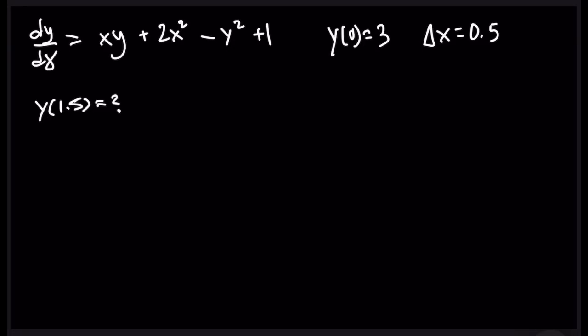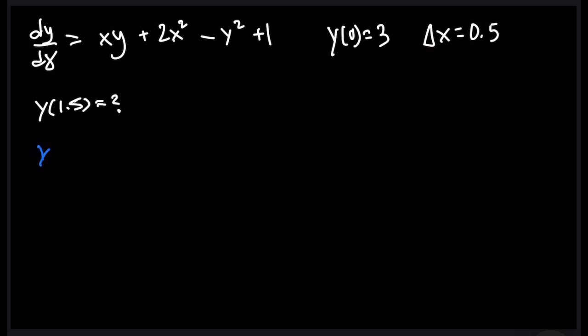Okay, so today we're going to do some differential equations. The first one's regarding Euler's method. We're solving for y when x is 1.5, and we know that y of 0 is 3, and that our change in x is going to be 0.5. So the way we do Euler's method is we're going to set our equation up.